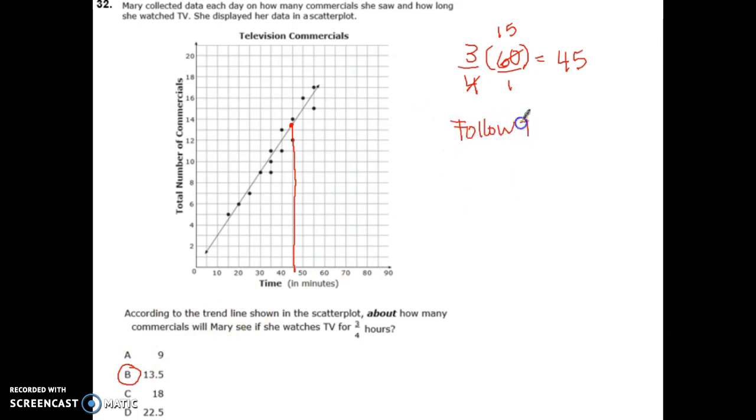Follow trend line. You know, it's not one word. I made it one word.